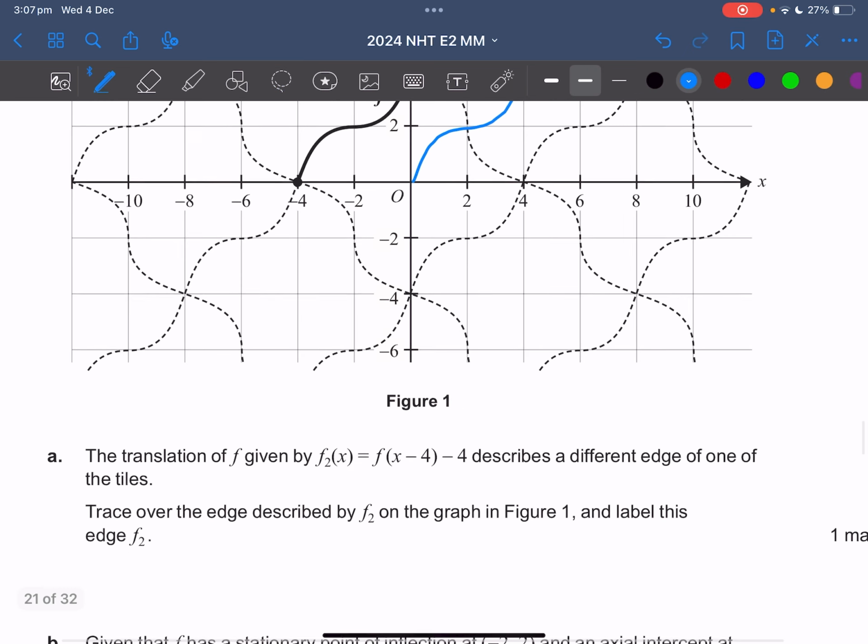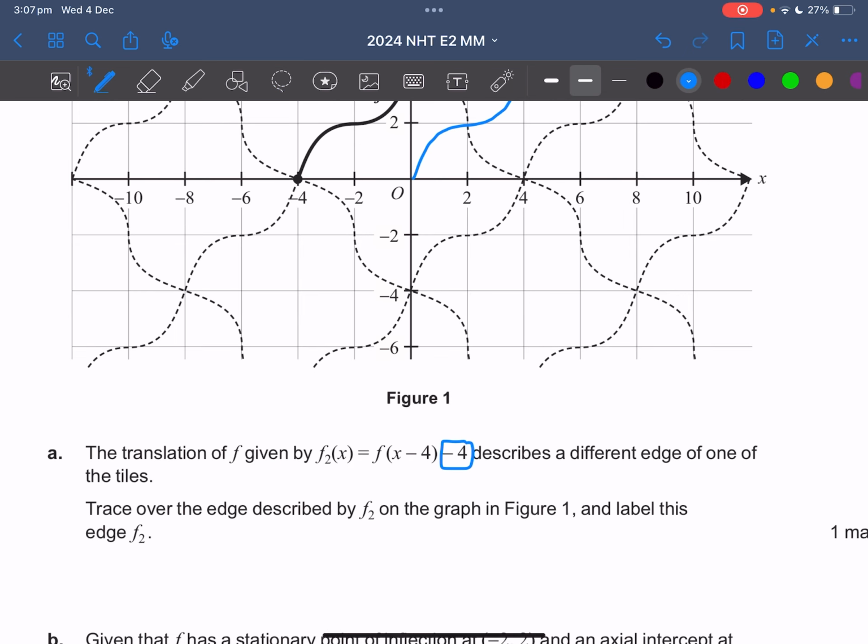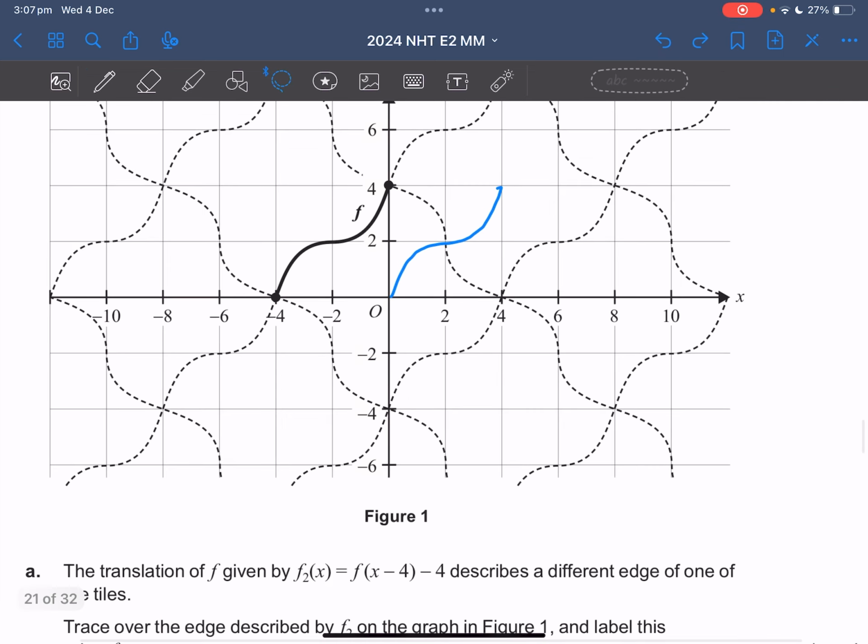Now what else does it say? It says move 4 down. So this is saying move down, and if this was plus, then it says move up. So since we are moving down, we move down like this. Done. So this is our F2. Okay?